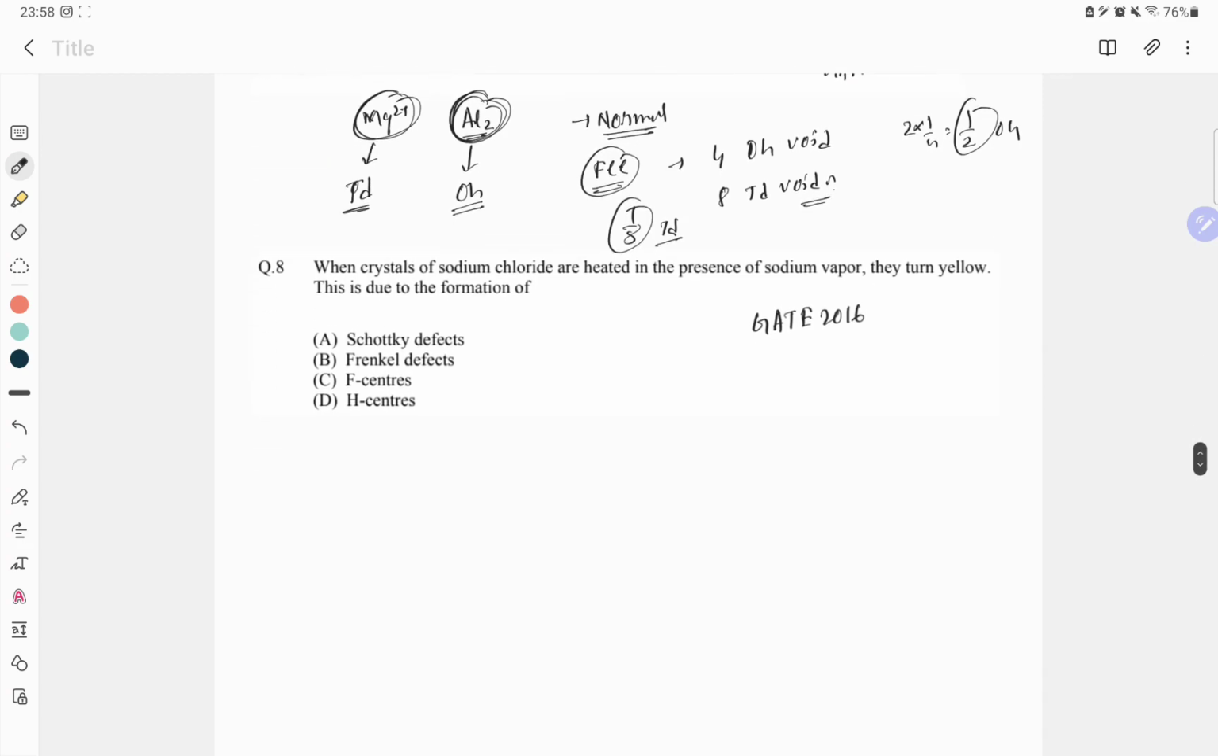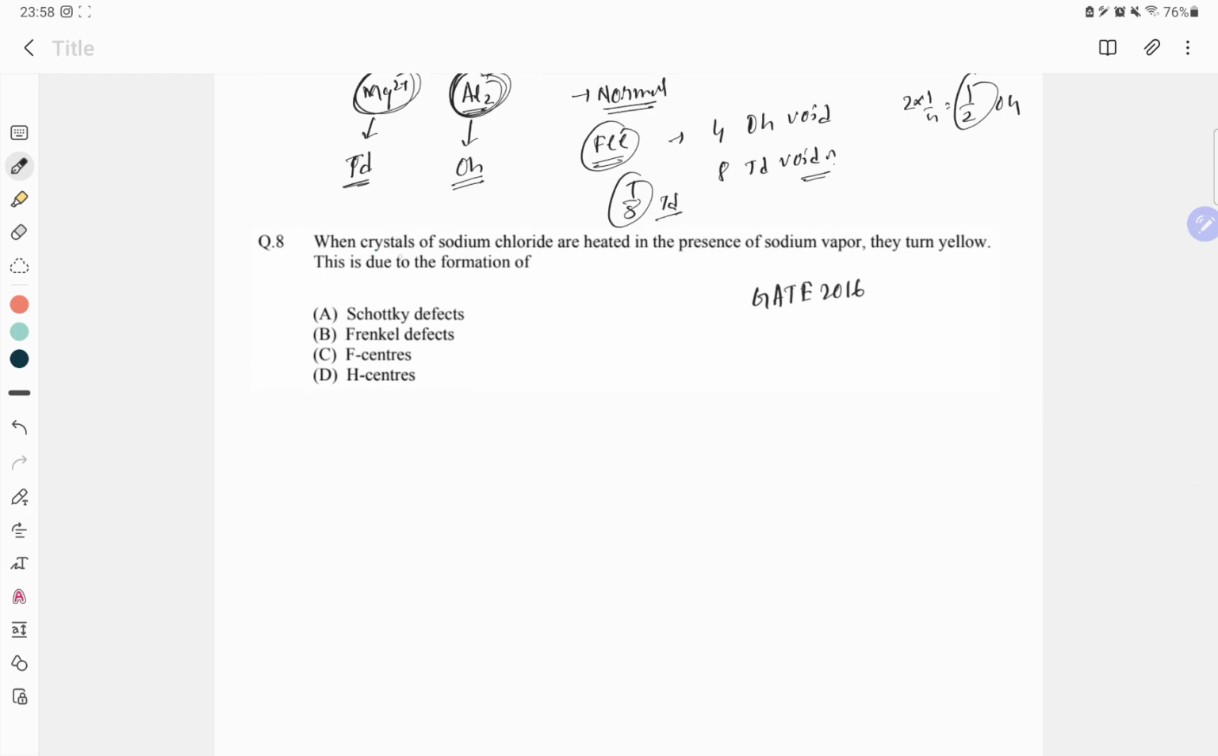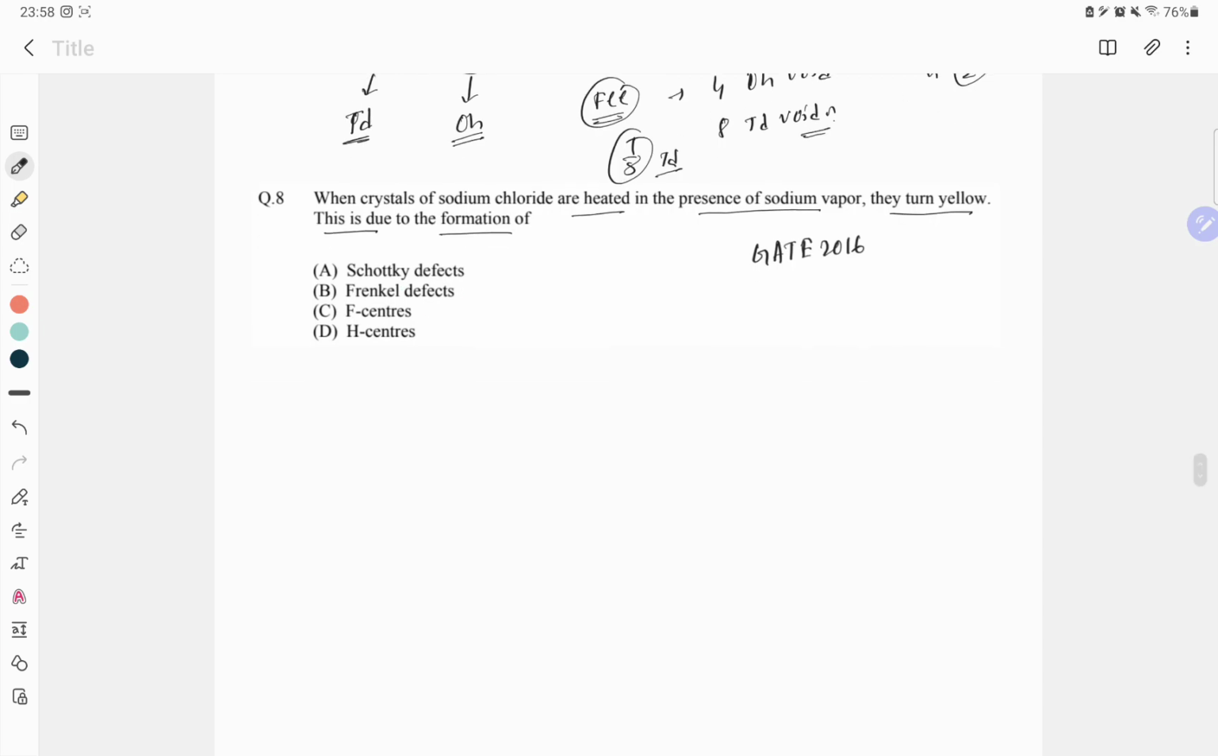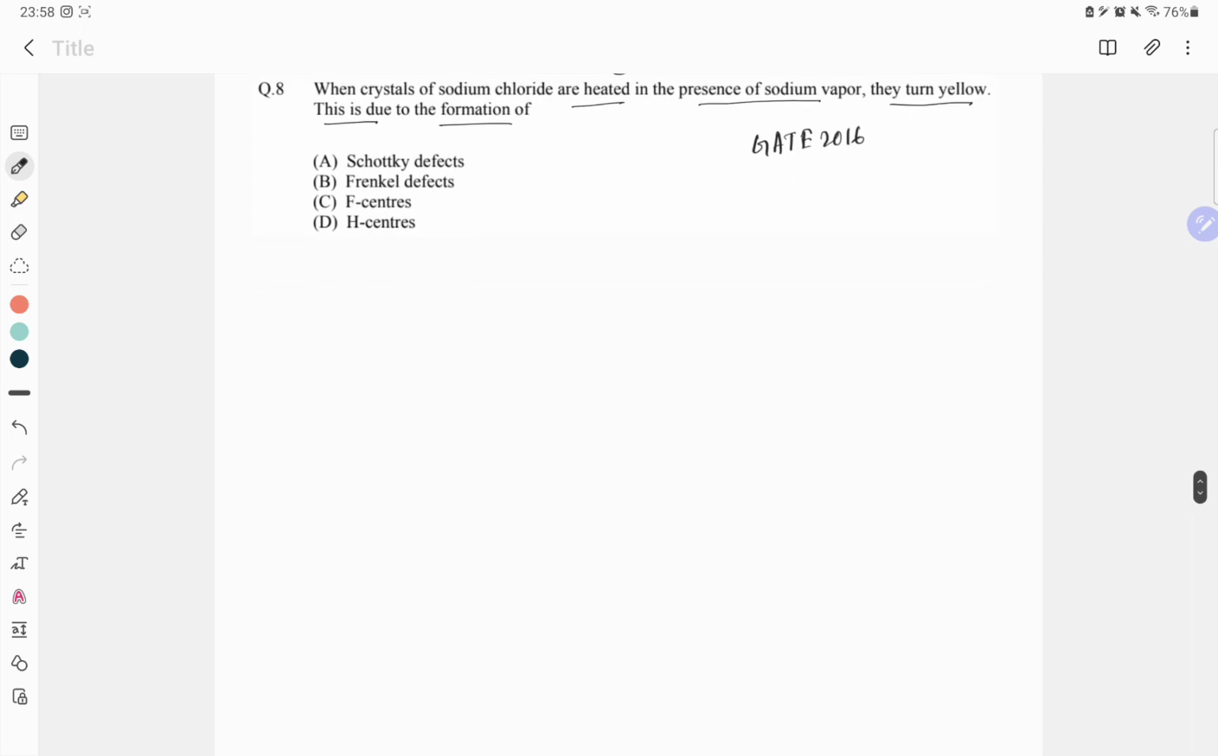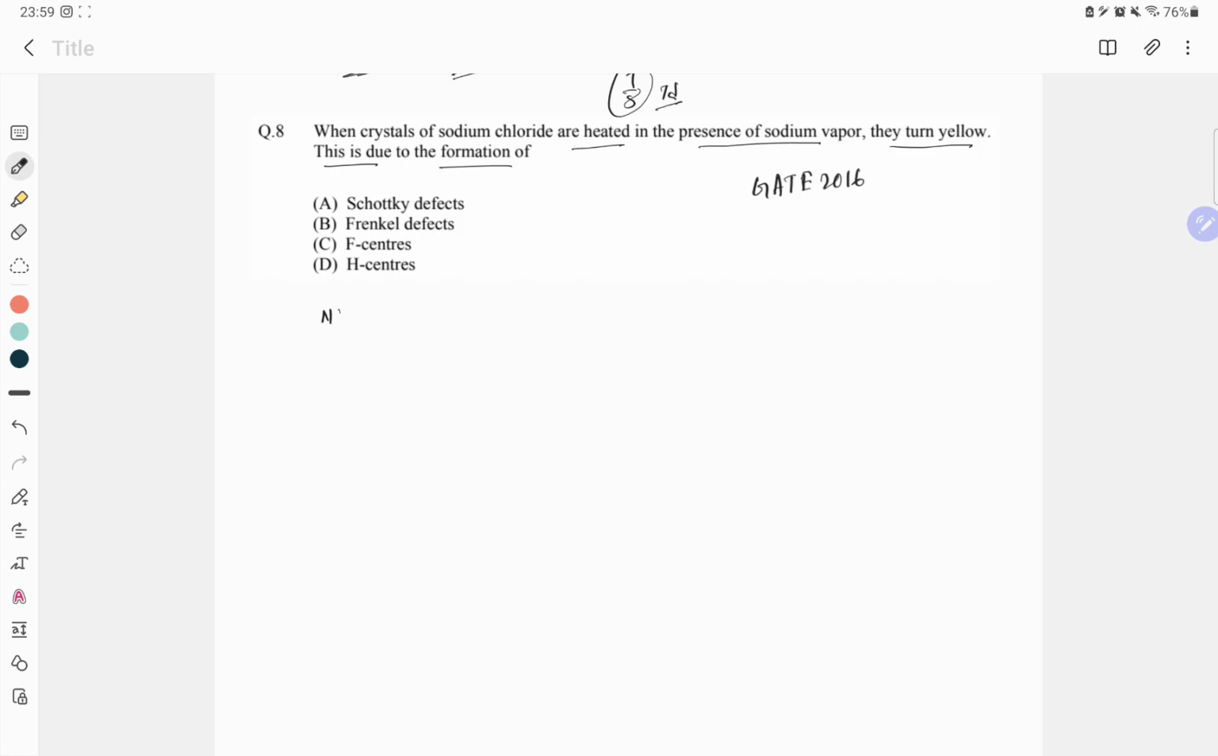Our next question came in GATE 2016. When a crystal of sodium chloride is heated in the presence of sodium vapor, it turns yellow. This is due to the formation of Schottky defects, Frenkel defects, F center or H center. Okay. Our NaCl crystal is white, no color. So when you heat it in the presence of Na vapor, it turns yellow. Why is this?